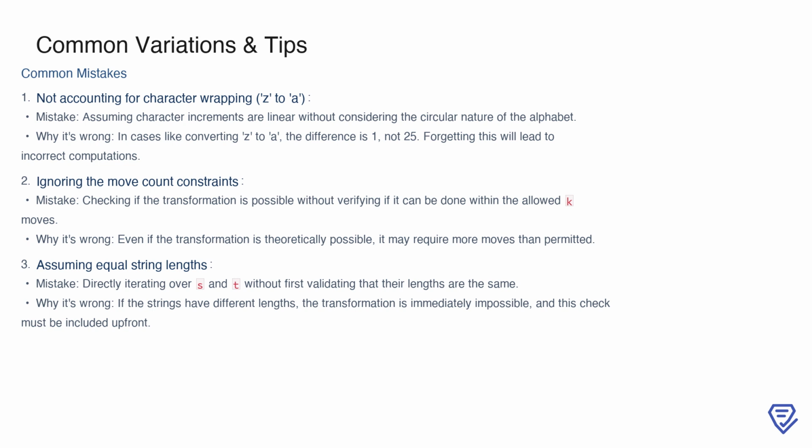Next, some might forget to consider the move count constraint. Even if a transformation is possible, it might require more moves than the allowed K, which means the solution would still fail. Another frequent oversight is assuming that the strings S and T will always have the same length. Without verifying this upfront, you might begin iterating over the strings, but if their lengths are different, the transformation is immediately impossible. Always validate these conditions before proceeding with any logic.